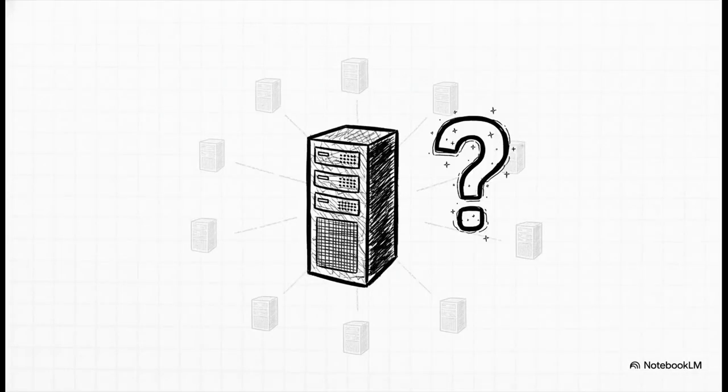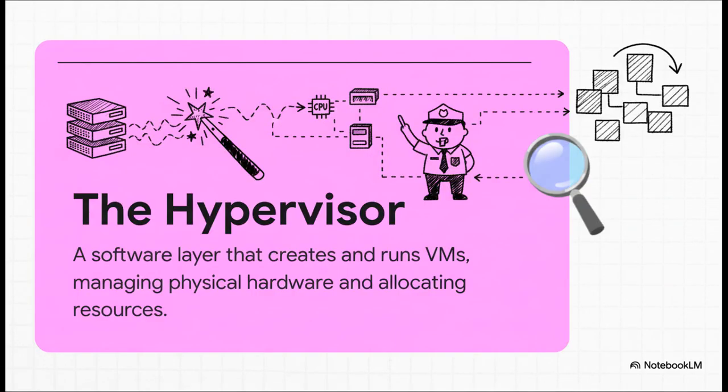So this power to carve up a single physical machine into dozens of virtual ones, it's all thanks to one very special piece of software. And that's the hypervisor. You can think of it as the magician behind the curtain. It's this super thin software layer that sits right on top of the bare metal hardware. Its entire job is to create and manage all those virtual machines. It's like a traffic cop, directing the physical resources, telling each virtual machine exactly how much CPU power and memory it gets to use. This is the technology that makes that whole resource pooling idea actually work.